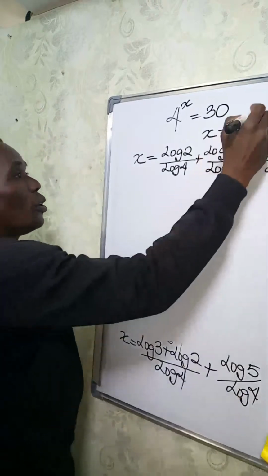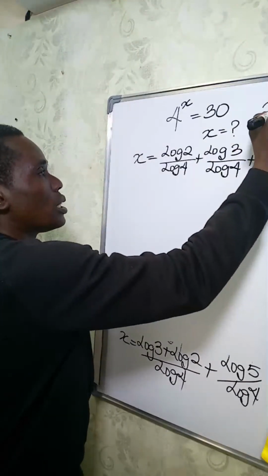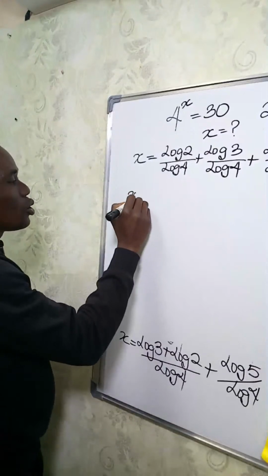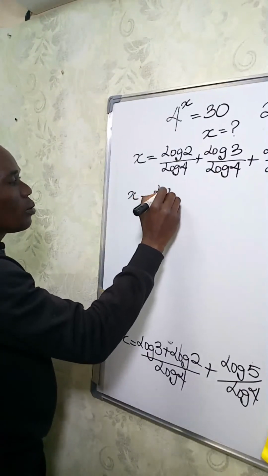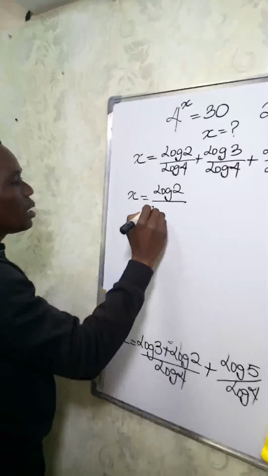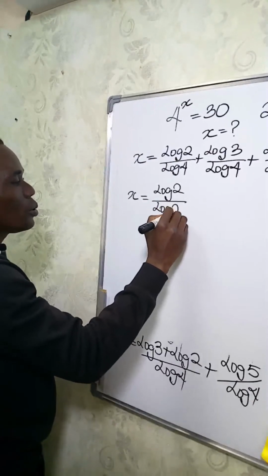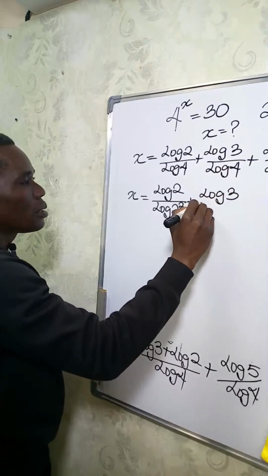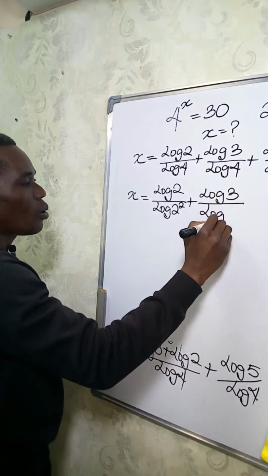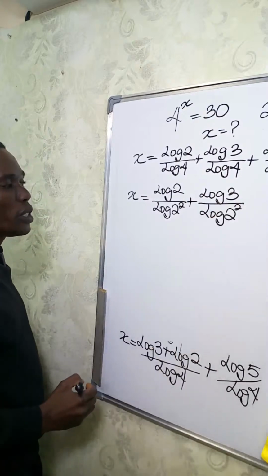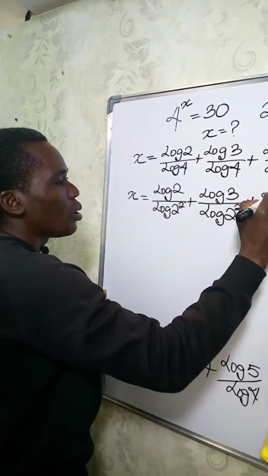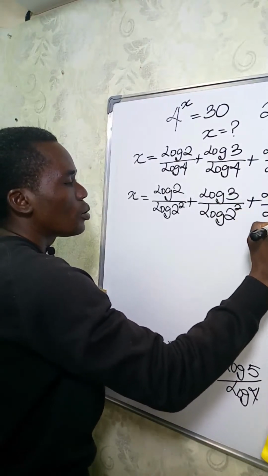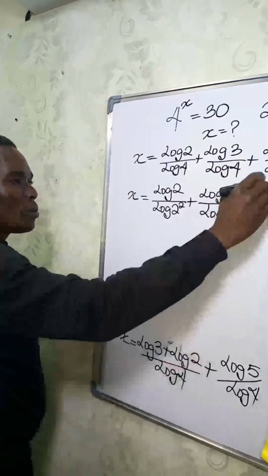Now we can reduce 4 because 2 to the power of 2 is equal to 4. And according to the law of indices, we can have this become x equal to the log of 2 divided by log of 2 to the power of 2, plus log of 3 divided by the log of 2 to the power of 2, and this will give us plus log of 5 divided by the log of 2 to the power of 2, which is still representing 4.